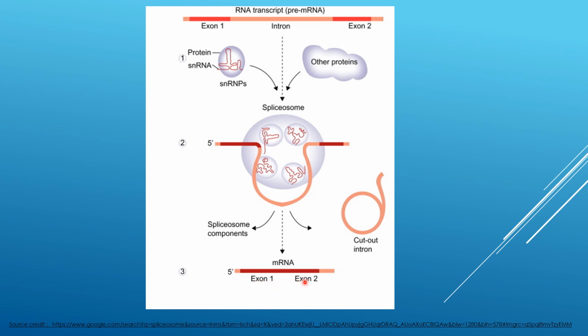Exon 1 and exon 2 are joined. See, this is the intron which is removed, and exon 1 and exon 2 are joined together to form this mRNA. And now this mRNA will be used for the translation. So we can see here the spliceosome is involved as a post-transcriptional event for the formation of mRNA.